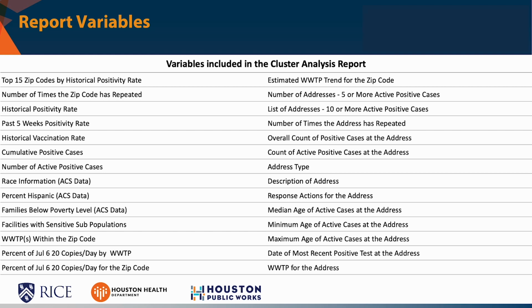As mentioned, the purpose of this example report was to identify zip codes with a high burden of COVID-19 and clusters of addresses with high positive case counts in order to guide public health outreach efforts in the areas with the highest need. As such, the variables chosen included the historical and 5-week positivity rates, vaccination rates, wastewater treatment plant trends, and clusters of addresses with active positive cases, in addition to other supporting metrics.